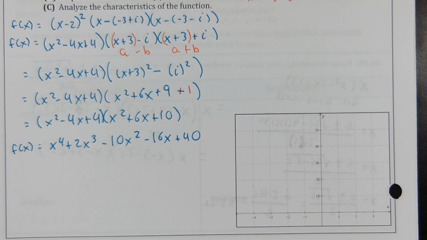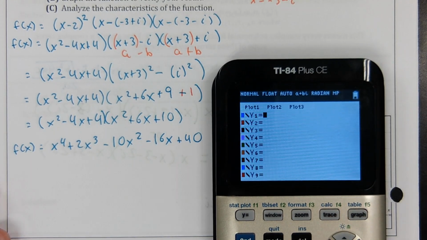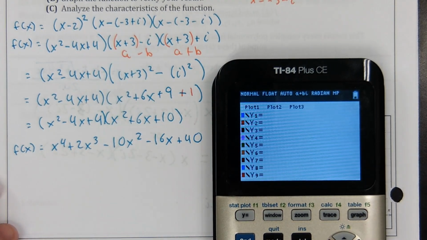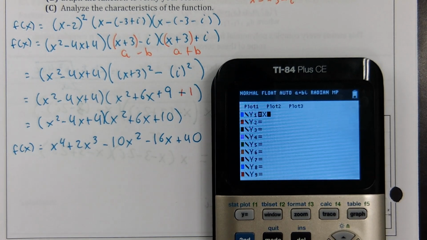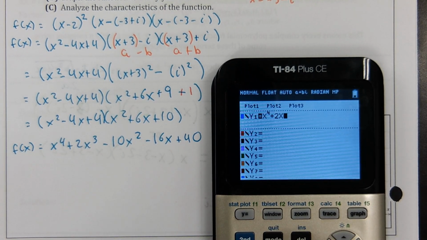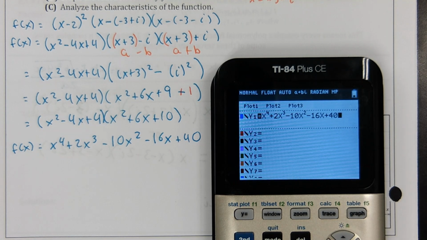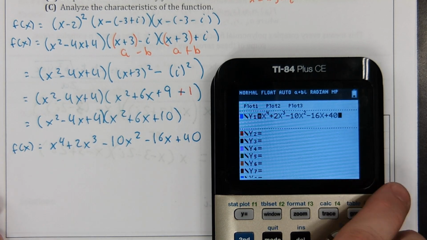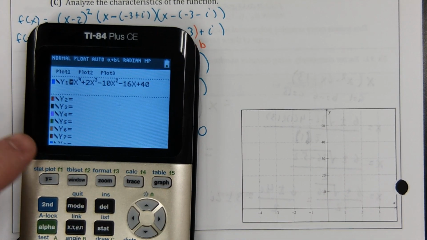Now let's graph this on our graphing calculator. Go to y equals. The reason why is because it says analyze the characteristics. That means maximums, minimums, increasing, decreasing, that kind of stuff. x raised to the 4th plus 2x raised to the 3rd minus 10x squared minus 16x plus 40. Now I'm not going to hit graph. Instead, I'm going to adjust my window so that it fits this picture perfectly. Window is right here.